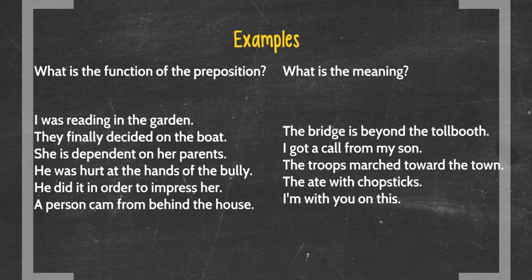He did it in order to impress her. Here we have the in order plus infinitive clause. And a person came from behind the house. Double preposition. Sometimes you'll be asked to tell me what is the meaning of the preposition.